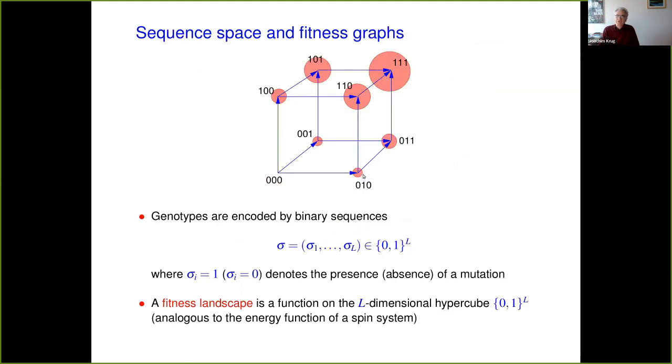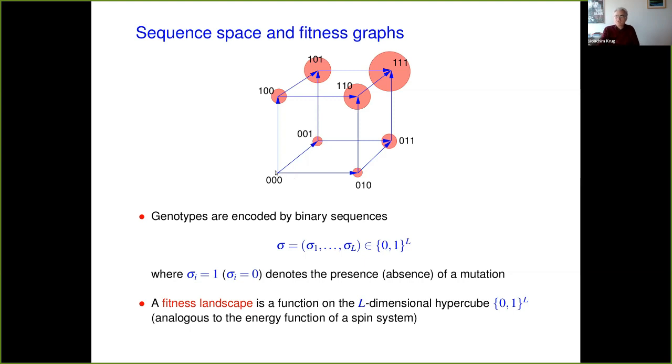Let me summarize the mathematical framework that I will be using. As I said already, we will be encoding these types, what we call genotypes, by binary sequences, where 0 denotes the absence and 1 denotes the presence of a mutation. And the fitness landscape is then a function on this L-dimensional space. And of course, for statistical physicists, it's very natural to think about this as an energy function of a spin system, except that here the favored states are those of high fitness rather than low energy.